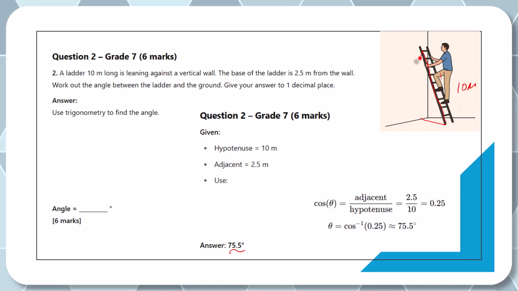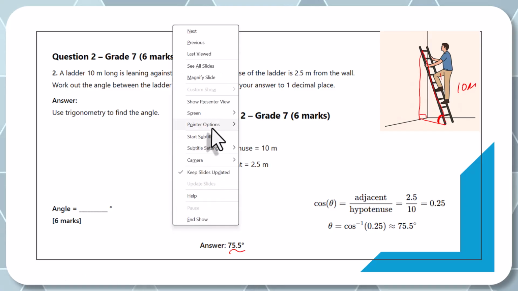Now, from the wall all the way to the basement here, work out the angle between the ladder and the ground. Now, this height here, they didn't ask us for it. What they're asking us to find is the angle that the ladder is making with the basement, with the floor. That's what it says.